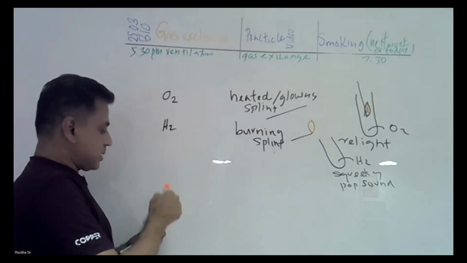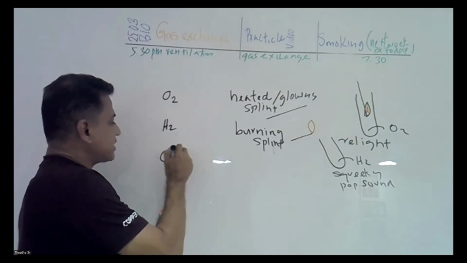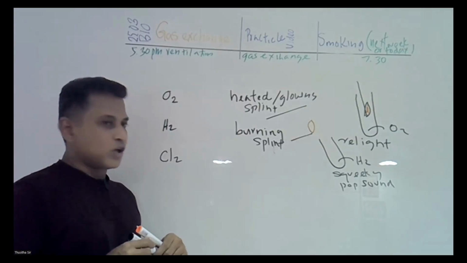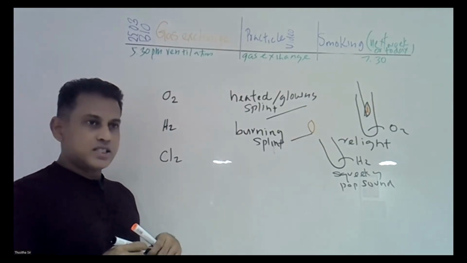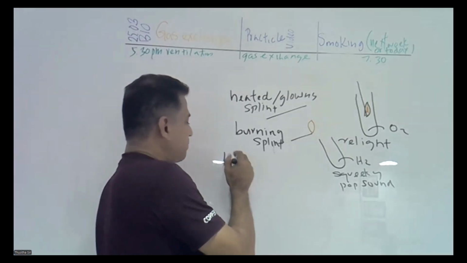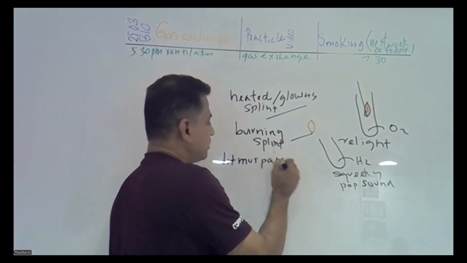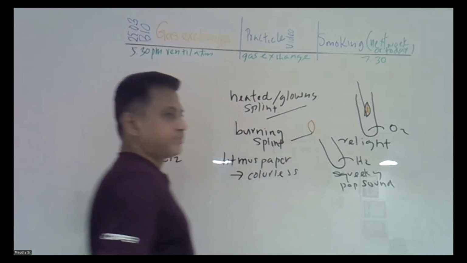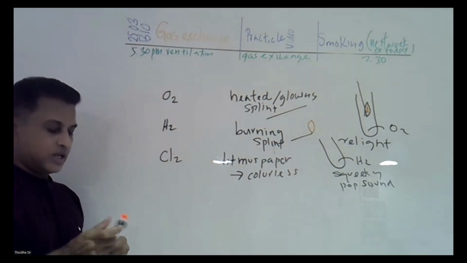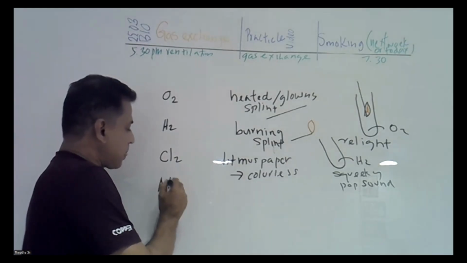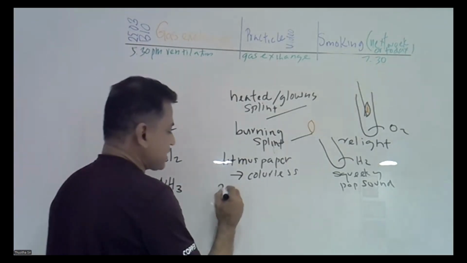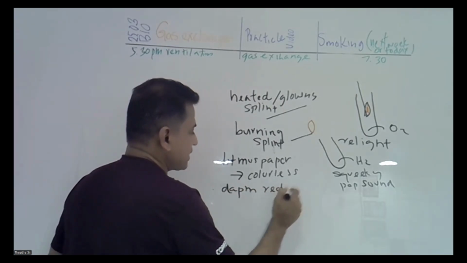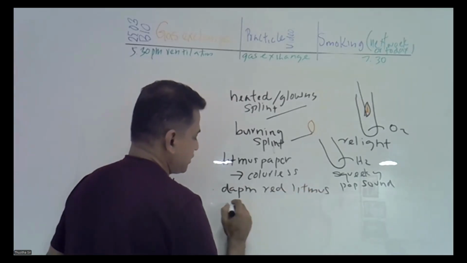Then the other one is chlorine gas. For chlorine gas, the test is, if you place a litmus paper, it turns colorless. The next one is ammonia gas. For ammonia gas, you have to use damp, wet, red litmus. This becomes blue.